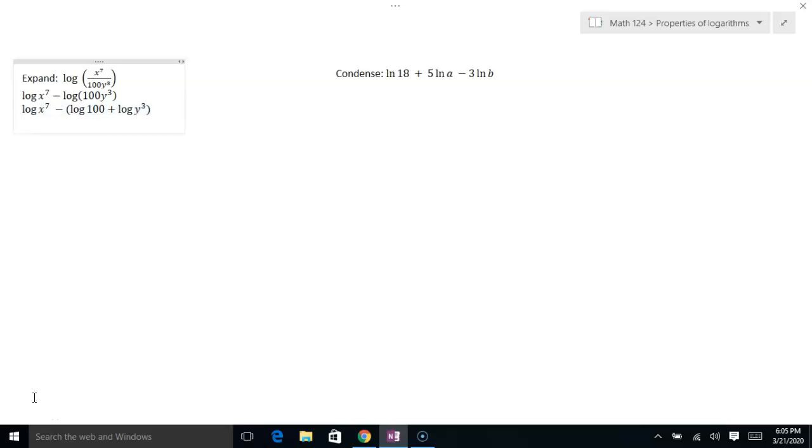Now, we had another rule that says if I have the logarithm of something raised to a power, I can take that power off and bring it down in front and multiply. So now I have 7 times the log of x, and then continuing, minus log of 100. I'll go ahead and distribute that negative sign through there, minus the log of y cubed.